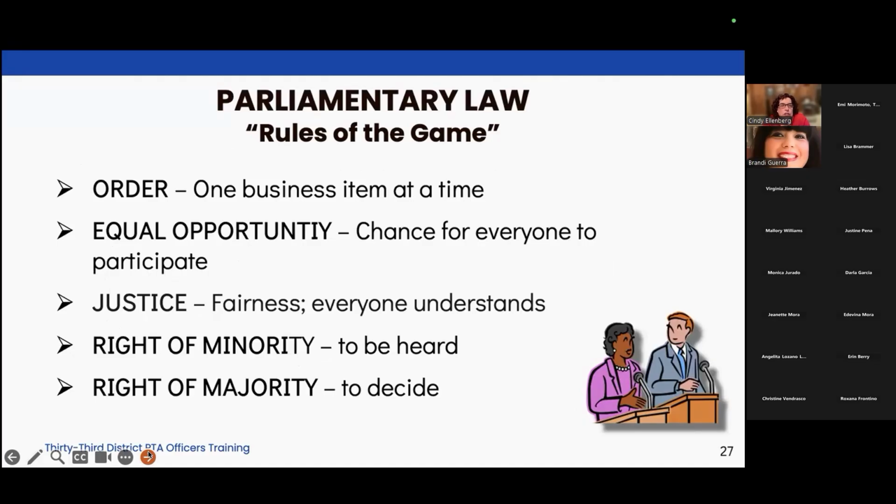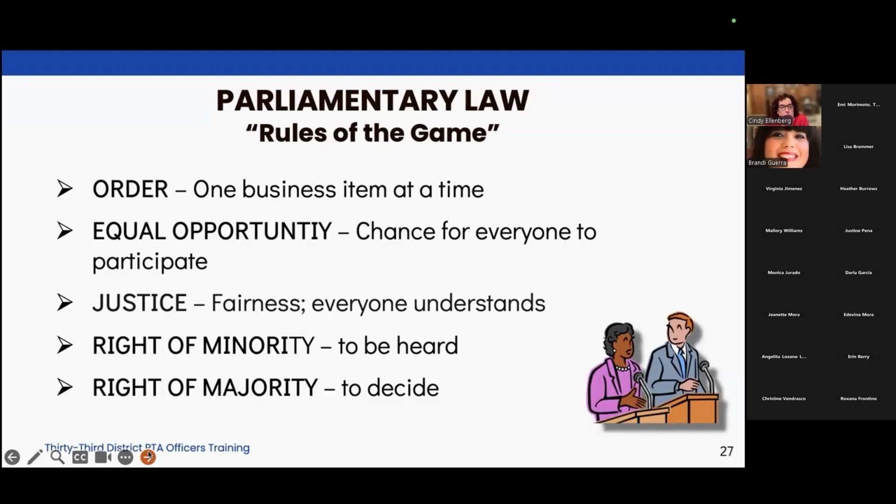I know we're running late, so I just want to touch on parliamentary law, which are the rules of the game. This is your roadmap. It's your order. One business item at a time to be discussed. Sometimes we get sidetracked. We need to bring it back to one item at a time and each subsequent item discussed separately. Equal opportunity, a chance for everyone to participate. Justice is fairness and everyone understands what's being discussed.